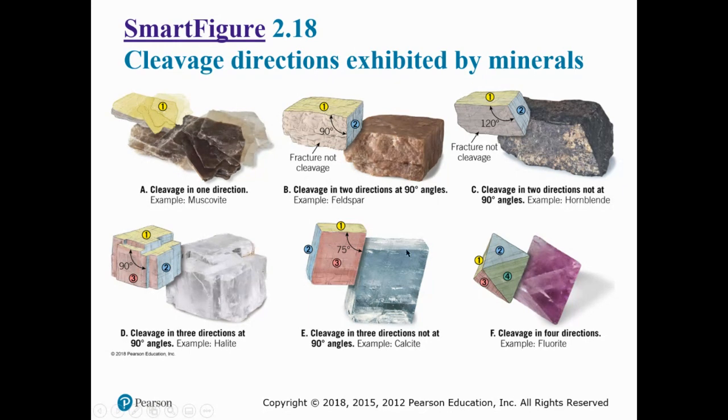Calcite, notice it's also a cube, but it's not this kind of perfect shaped cube. The cube angles are less than 90 degrees. And then fluorite can have cleavage in 4 directions. This fluorite forms like a diamond shape, or what we consider a rhombus or a diamond shape because of its cleavage.